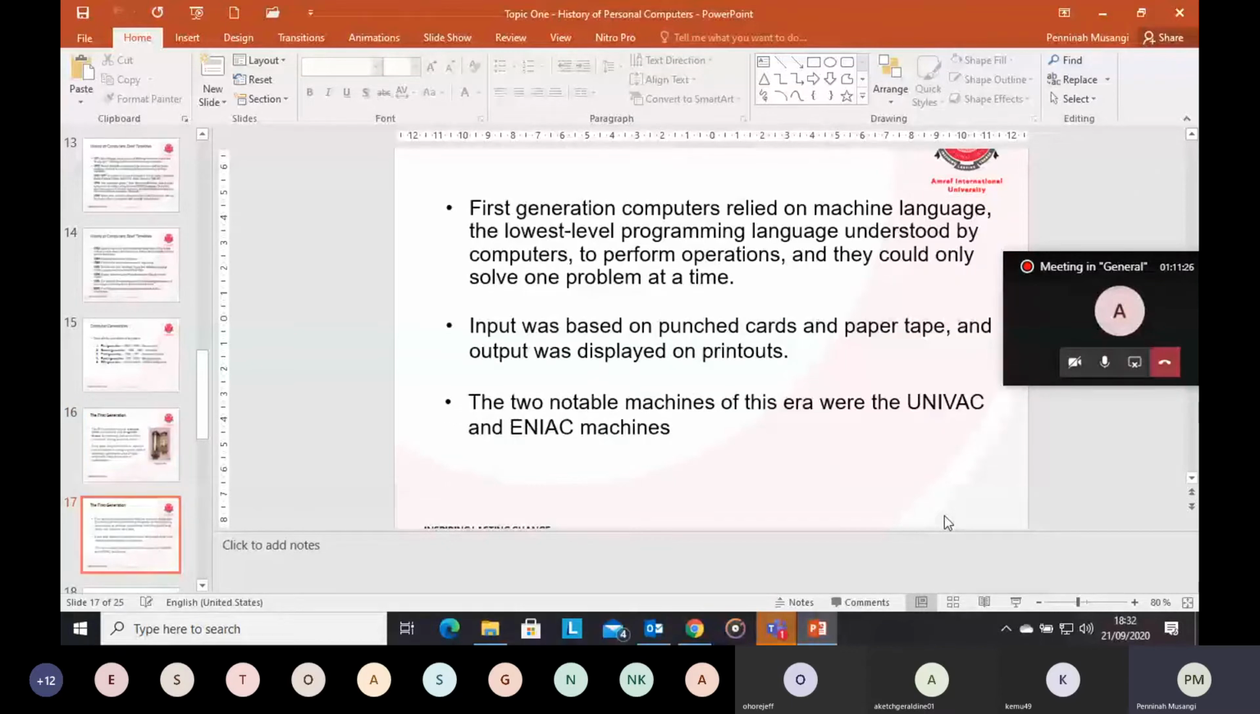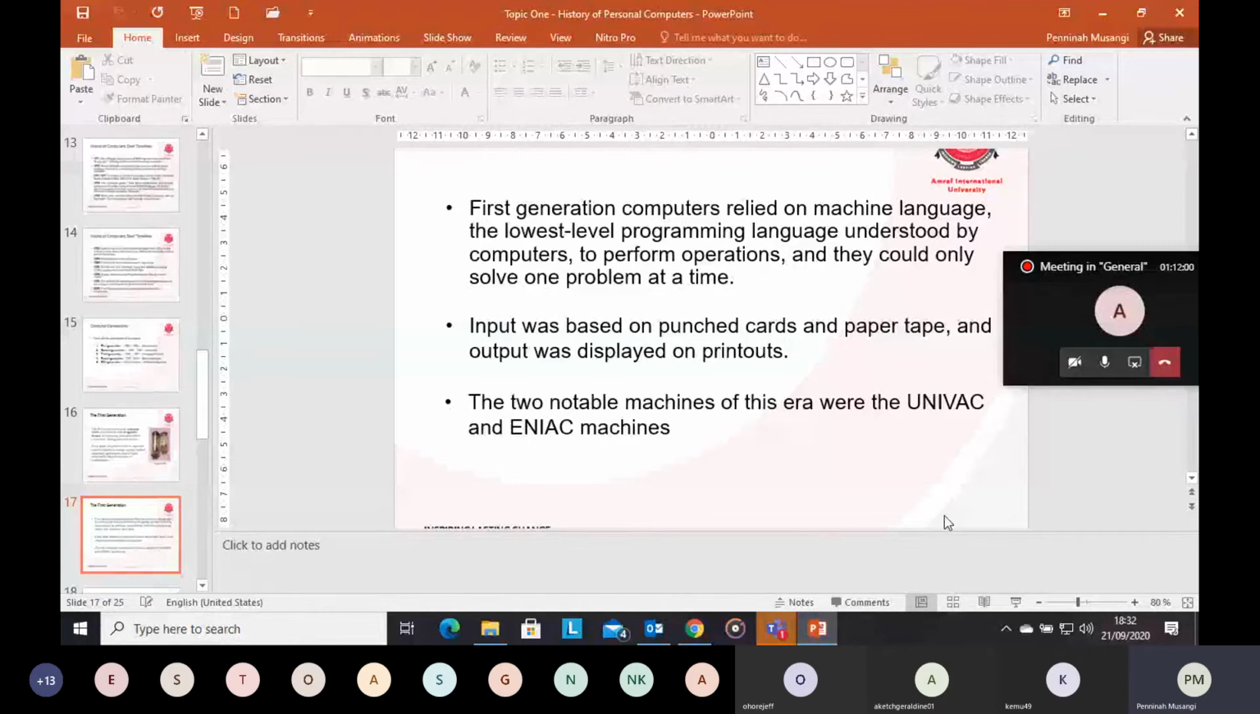Also, first generation computers relied on machine language, which was the lowest level programming language understood by computers only. So first computers did not allow what we call human language. They used purely to understand and work with machine language, the lowest level of programming language. They used that to perform operations, and they could only solve one problem at a time.